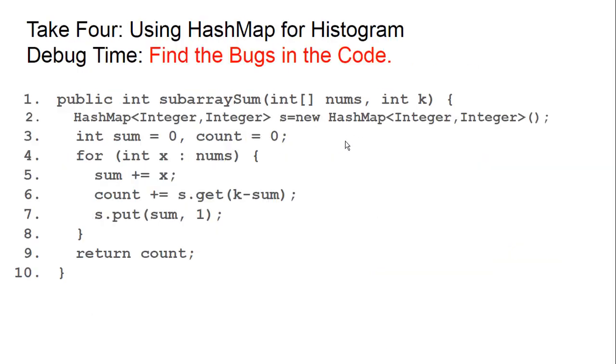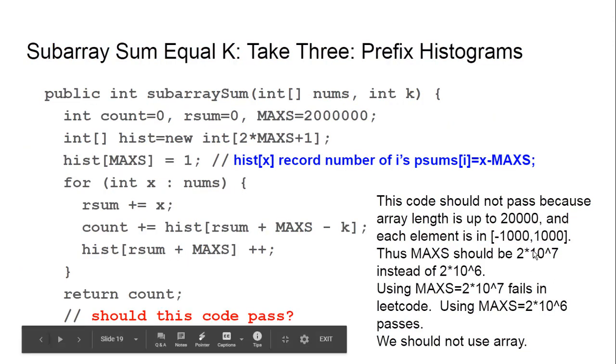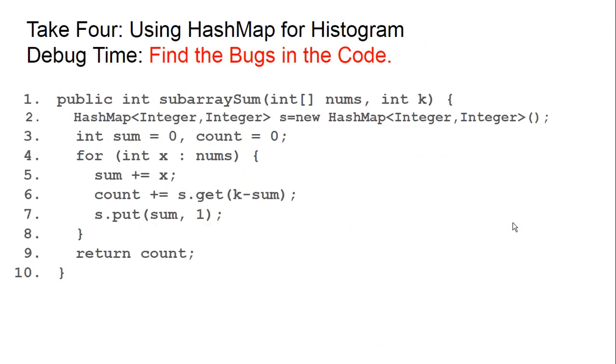So what we should be doing is use a map, use a hash map. So then we only need to record the number of occurrences for the prefix sum that actually occur, which will be limited by the size of the array, which is 20,000. So here we use a hash map, which maps a prefix sum to the number of times it occurs. So we use this hash map S for that. So this is a code that tries to do that.